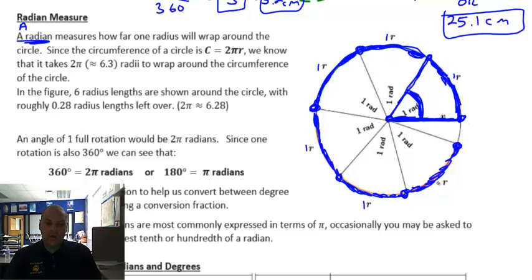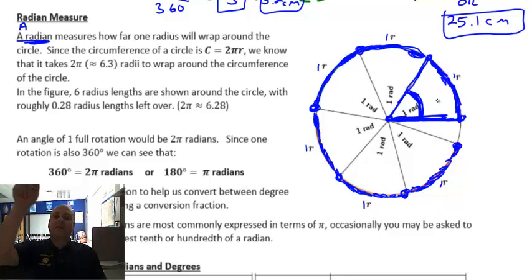So it doesn't matter how long the radius is. If the radius is 10, then each of those pieces is 10, right? If the radius is 400, then each of those pieces all around is 400 each. So it doesn't matter how big it is. We're just calling it R, and then R, R, R, R, R, R, all right? But it's 1, 2, 3, 4, 5, 6, and then a little bit left over.